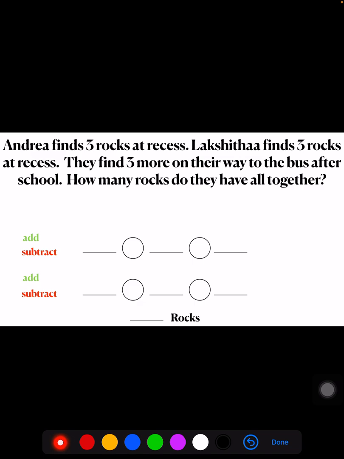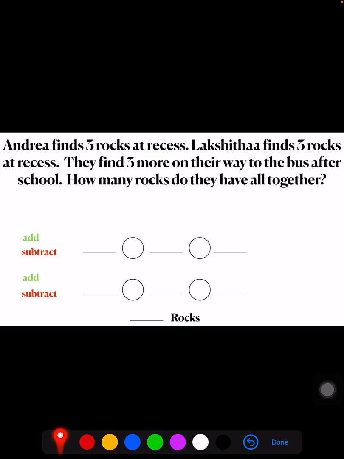Okay, let's work through this problem and see what you got. Andrea finds 3 rocks at recess. Lakshita finds 3 rocks at recess. They find 3 more on their way home to the bus after school. How many rocks do they have all together?